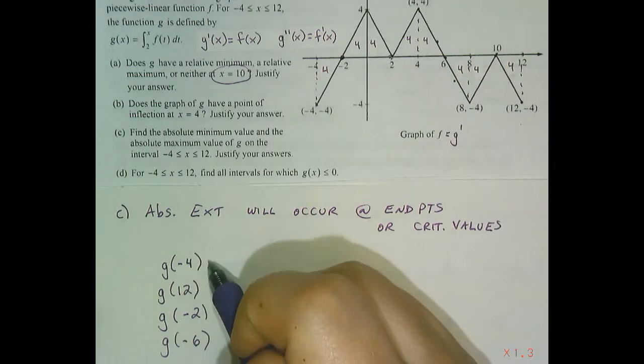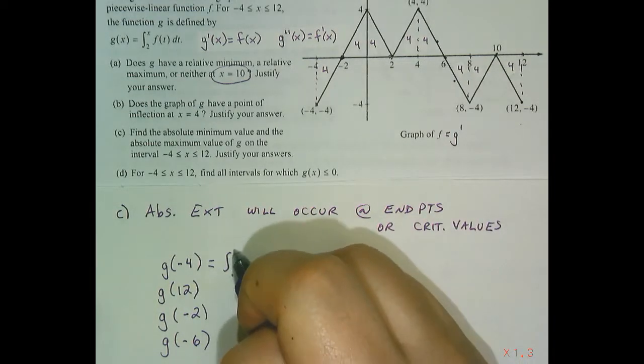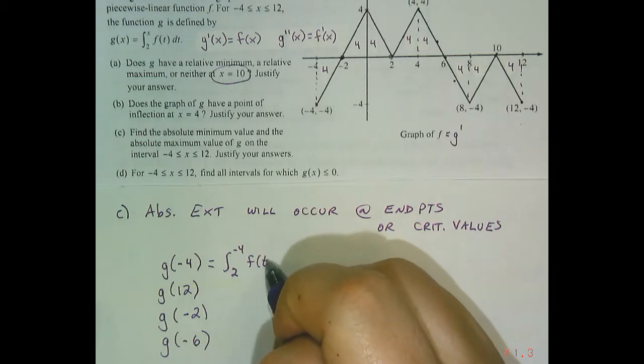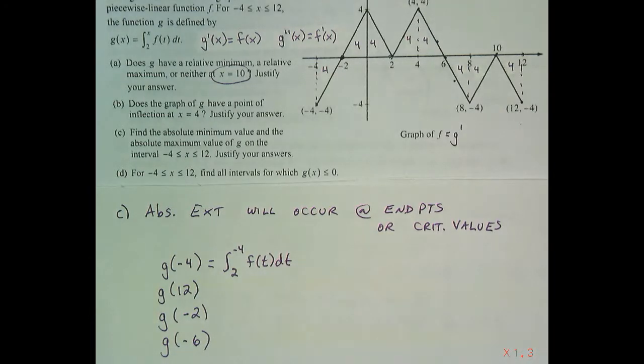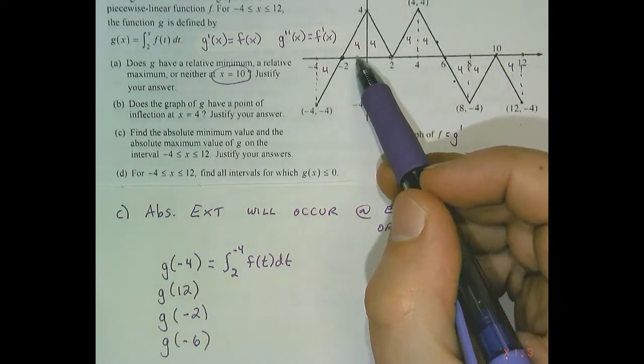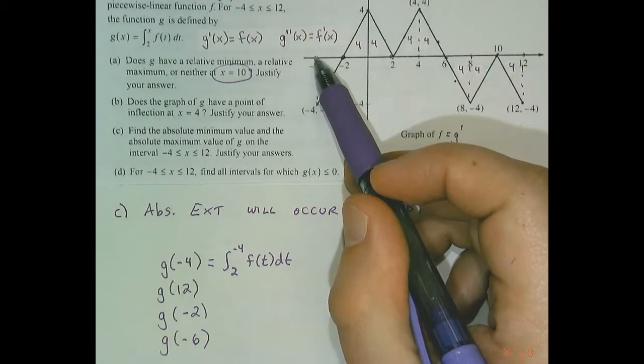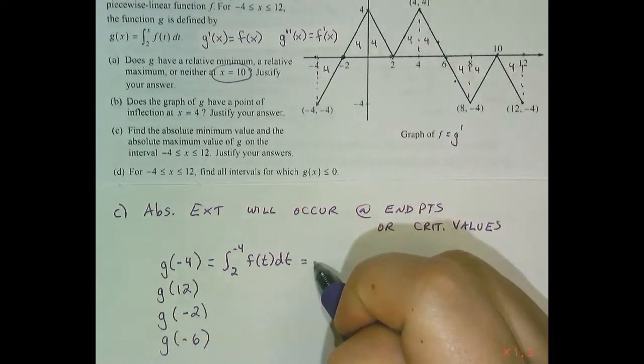When we evaluate g of -4, that's saying what is the integral from 2 to -4 of the function expressed in the graph. So 2 to -4, we are going to lose 8 units and then gain 4 units. So lose 8, gain 4 gives us a value of -4.